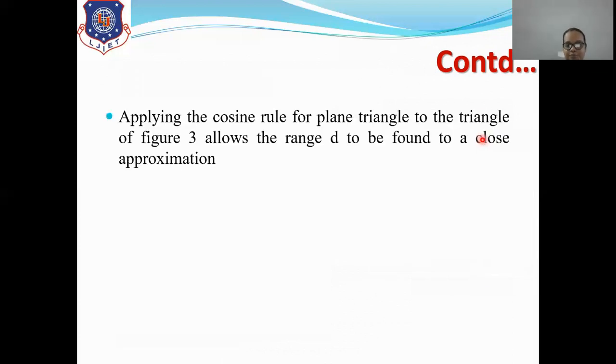Clear? Now, what about finding the elevation angle and range? First of all, to find the elevation angle, we need to find the range d. So we apply the cosine rule for the plane triangle of figure 3, which we have seen in the beginning. So first of all, we will find d. d will be the square root of R squared plus a GSO squared, where a GSO is the radius of the geostationary orbit, which is constant, minus 2 R a GSO cos B. So first we need to find this range d.